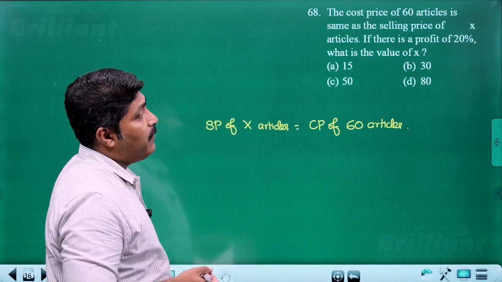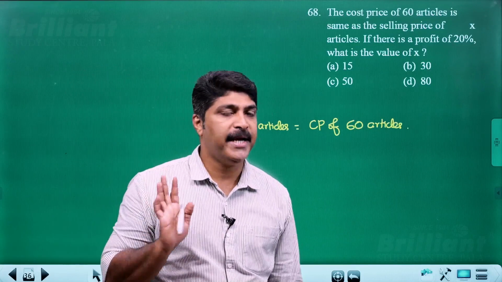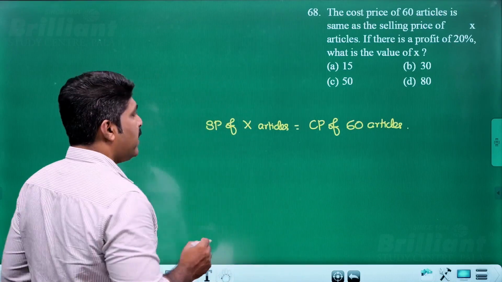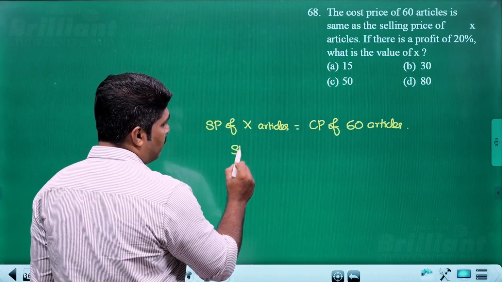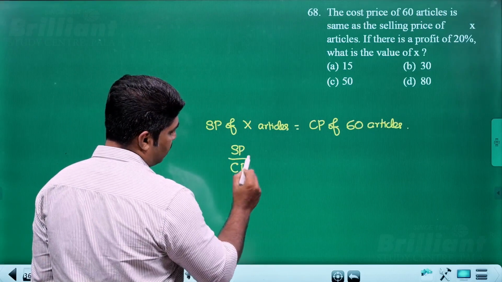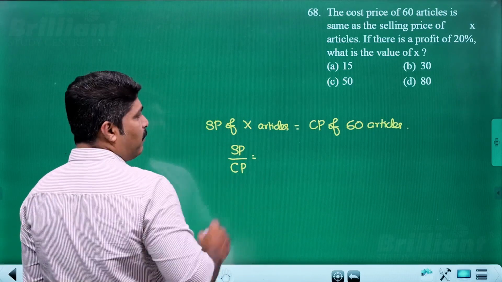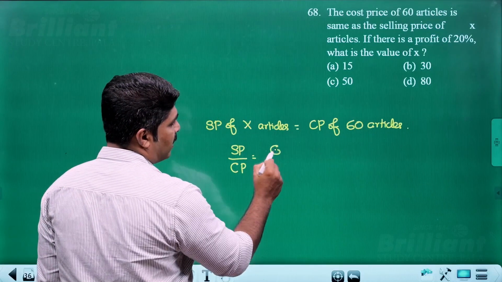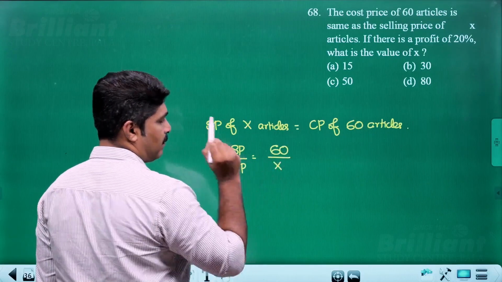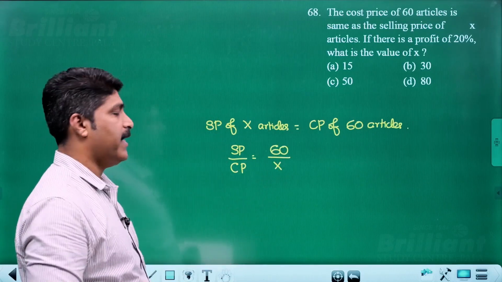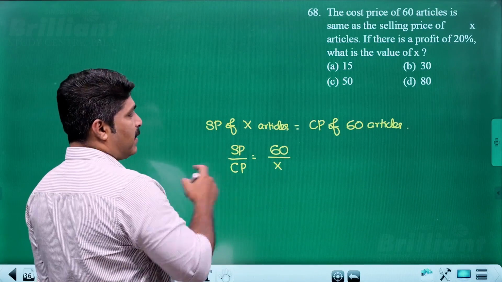If we have the value of X also, then you have to write it this way, because we can directly write selling price by cost price from this step. You can avoid all the rest. You just simply write this is 60 by X. Hope you got the idea. This is selling price by cost price.